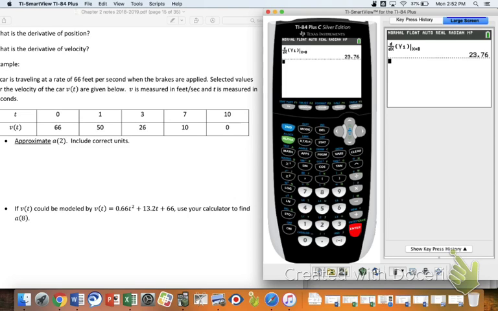So we just did this all in the calculator, didn't we? And so if I did this, 23.76 units would be feet per second squared. If that's what I wrote, how much credit would I get? She knows something's coming, right? She says half.